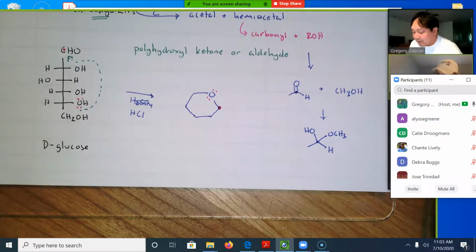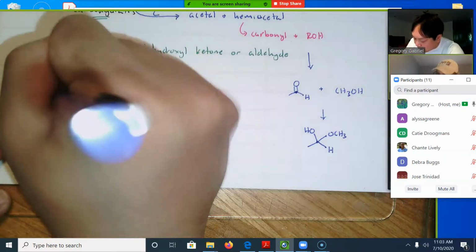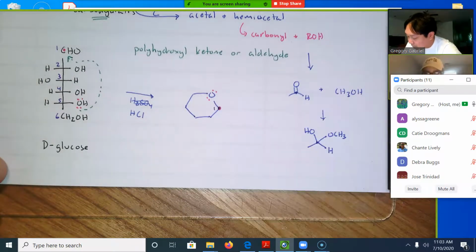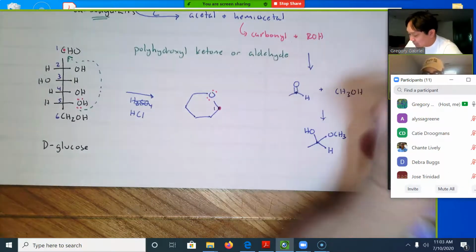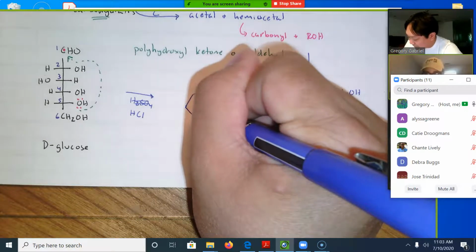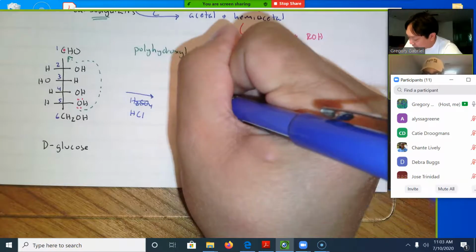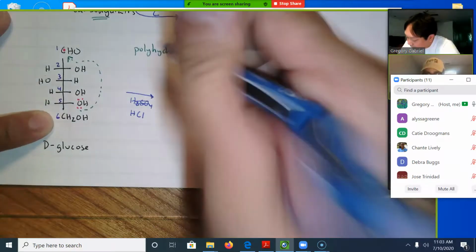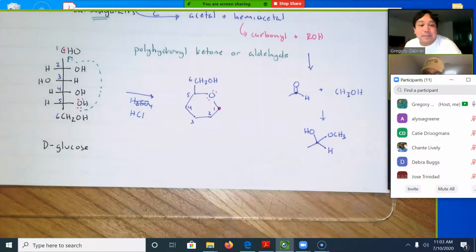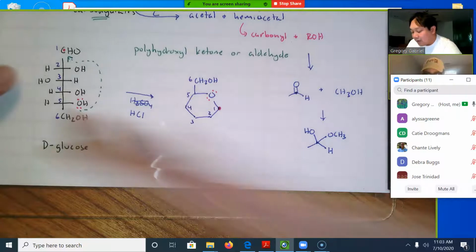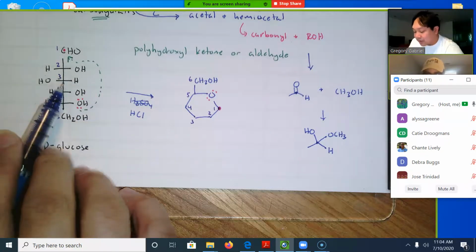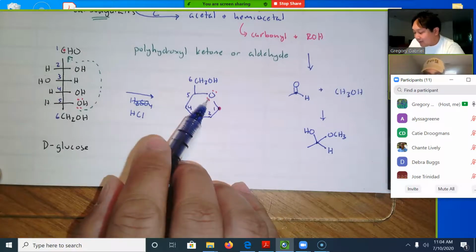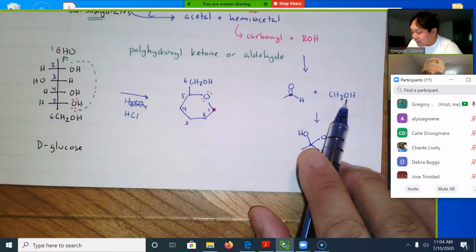How else can we help each other out? 1, 2, 3, 4, 5, 6. I want to make sure I don't put a number where I need to draw something. 1, 2, 3, 4, 5. 6 is hanging off the ring. Great. 6 is here. I'm not telling you what direction to draw the OH. The OH on 2, the OH on 3, the OH on 4, not the OH on 5, because look, the OH on 5 was the attacker. Look at your simple example. The attacker doesn't have the H anymore.